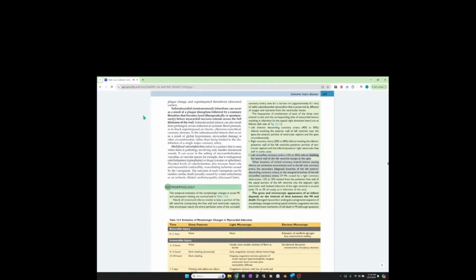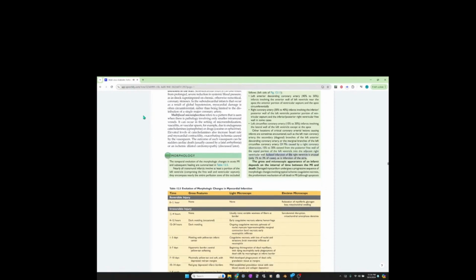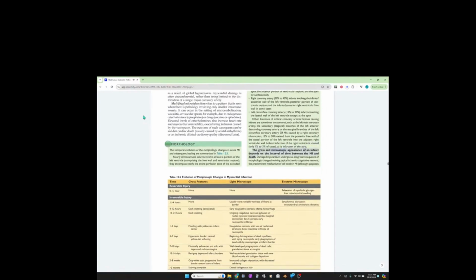Other locations of critical coronary arterial lesions causing infarcts are sometimes encountered, such as the left main coronary artery, the secondary branches of the left anterior descending coronary artery, or the marginal branches of the left circumflex coronary artery. Of MIs caused by right coronary obstruction, 15% to 30% extend from the posterior free wall of the septal portion of the left ventricle into the adjacent right ventricular wall. Isolated infarction of the right ventricle is unusual, as is infarction of the atria. The gross and microscopic appearance of an infarct depends on the interval of time between the MI and death.